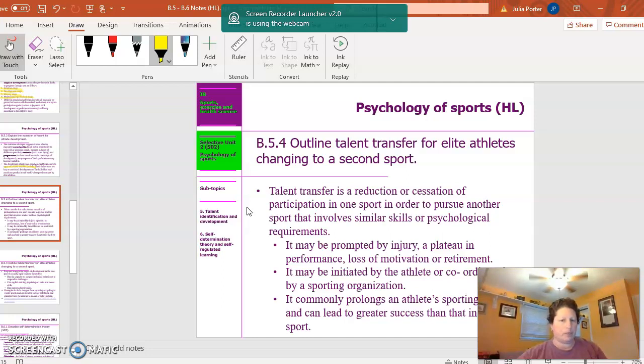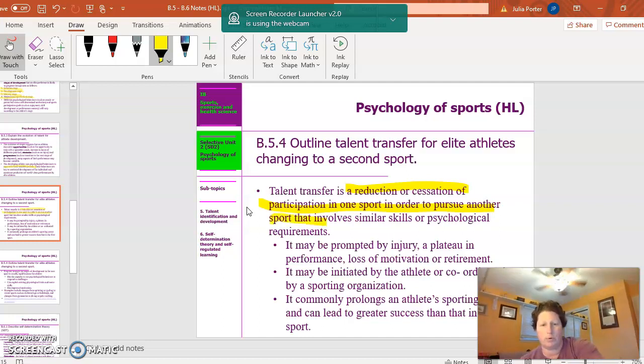Okay, so talent transfer happens when there's a reduction or cessation of participation, or stopping the sport, to pursue another sport that involves similar skills. So that could be, let's say, as a gymnast, you just get tired of being a gymnast and you still want to be active, but you don't want to do that anymore.